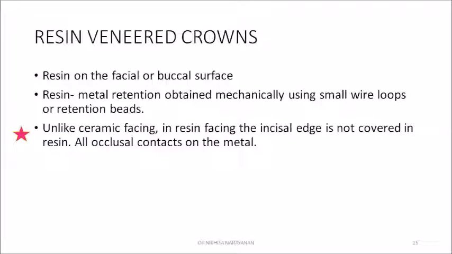And also in ceramic facing, the incisal edge of the restoration will be covered in ceramic. But here in resin veneered crown, the incisal edge is not covered in resin. The incisal edge will be in metal and all the occlusal contacts will be on metal. This is because the resin is subjected to wear and tear. So we don't want any kind of wear on the restoration. So we give all the occlusal contacts on the metal.